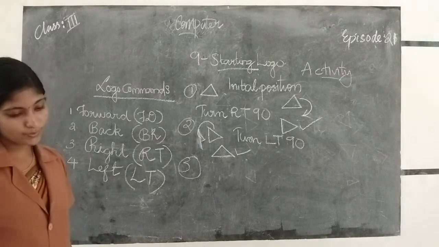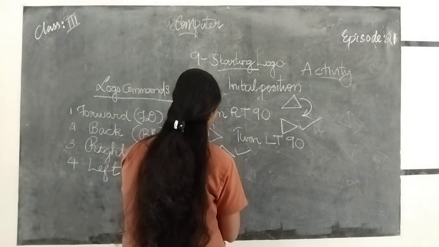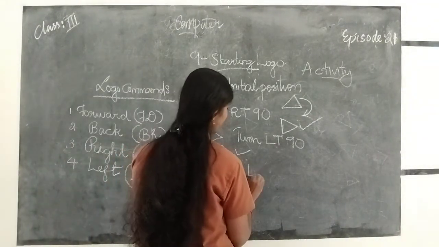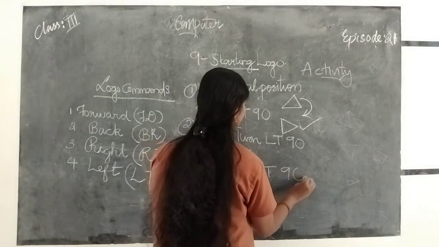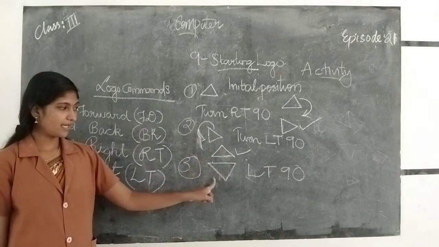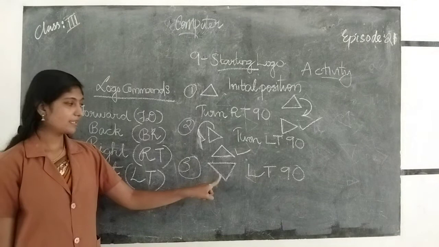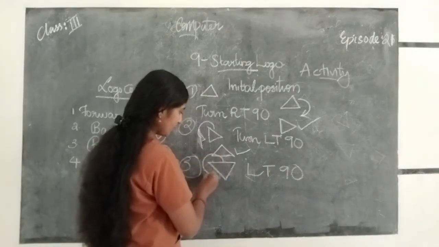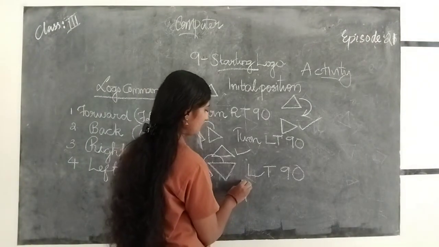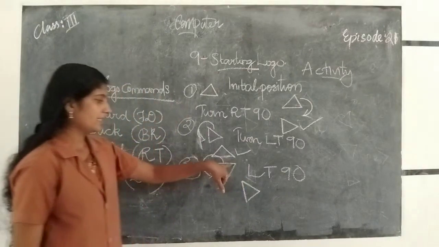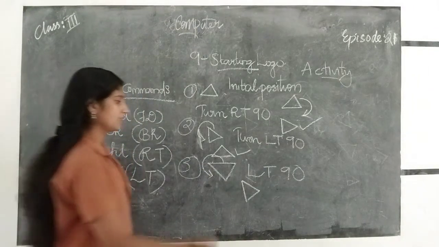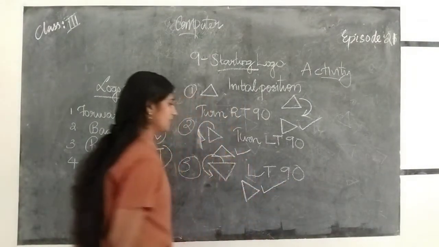Yes. Then the third question, and here is the initial position. Then the question is LT90. That means turn the turtle to the left side direction with the angle of 90 degrees. That means the turtle becomes like this. So this is the initial position and here is the final result.